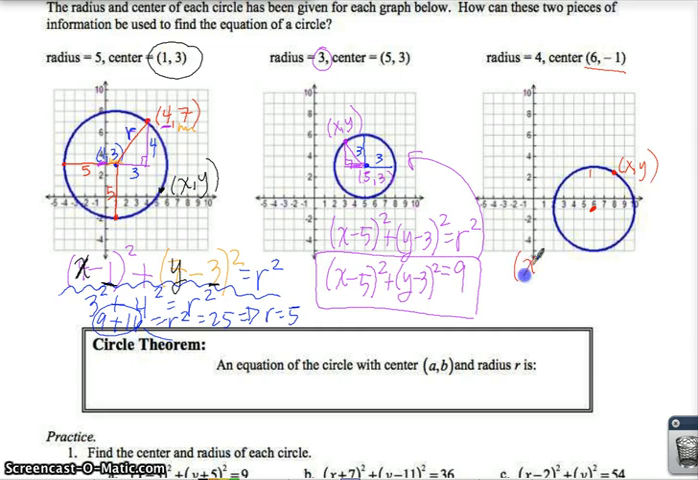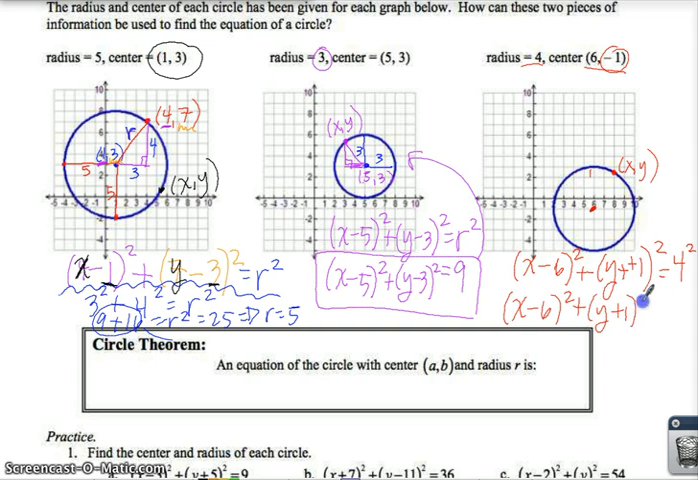It would be x minus the x value of the center, squared, plus y minus the y value of the center, but a double negative changes it into a positive. So I'm just going to put y plus 1, the quantity squared, and that equals my radius squared. So the equation of this particular circle is x minus 6, the quantity squared, plus y plus 1, the quantity squared, equals 16.